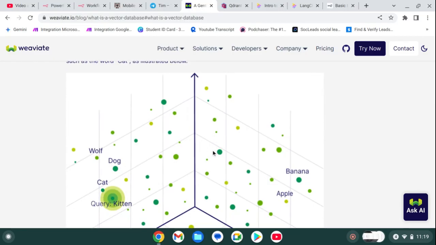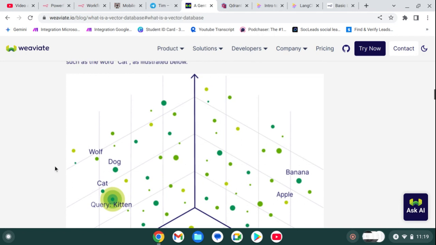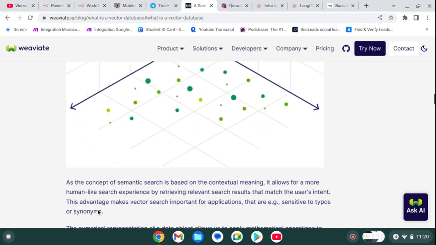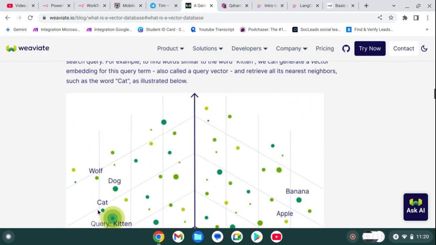This is the vector search, and the query will be "kitten". The kitten is called the baby of a cat. So this is the similar search that it can provide us. You can see this diagram explains that.